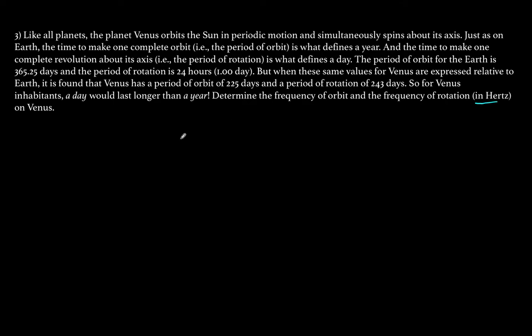So here's what we're going to do. If I want frequency, no matter what, frequency is always going to be 1 over your period. That's how you're going to solve for these on either one. I have a period of orbit of 225 days and a period of rotation of 243 days. If I want this in hertz, think, what is the unit for period? Period is an amount of time. The SI unit for time is seconds.